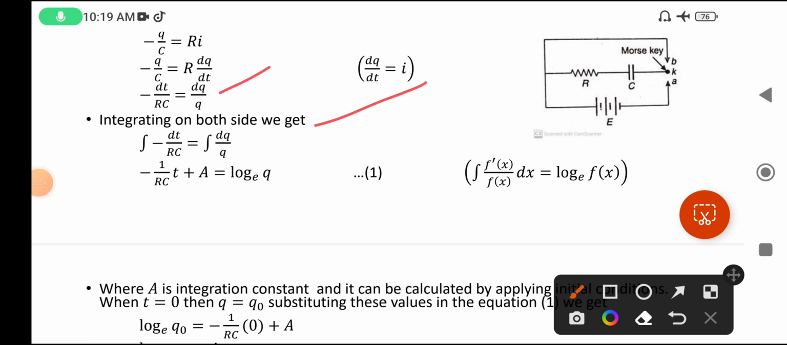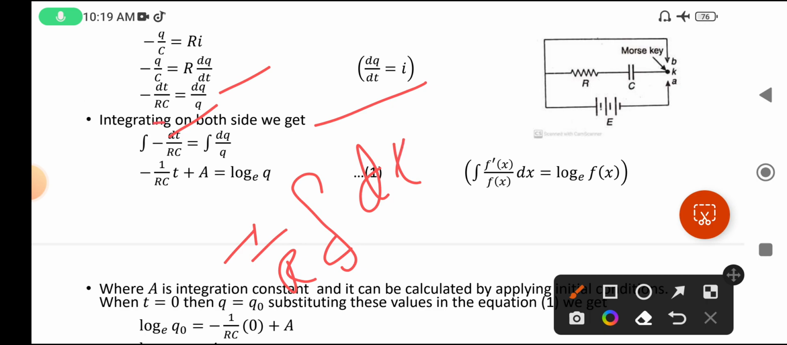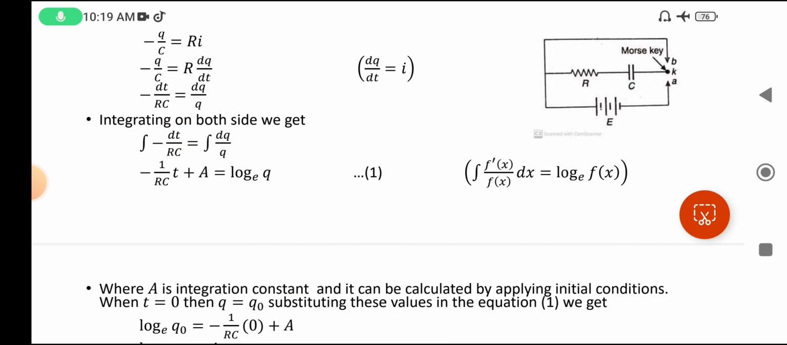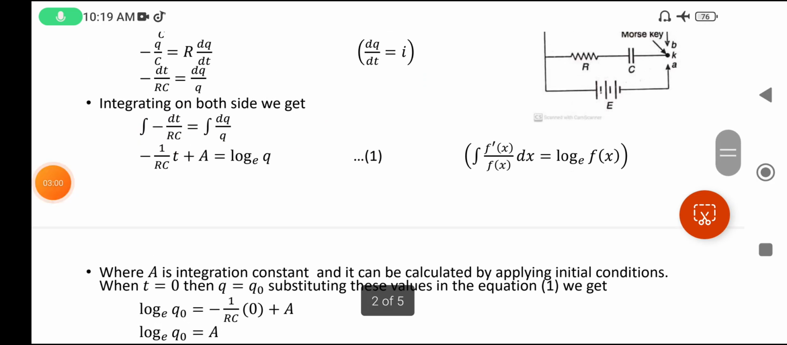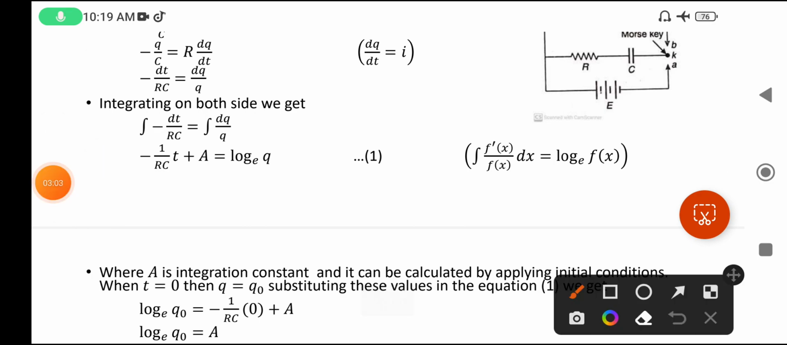Now integrate on either side. When you integrate, what do you get? So you get like this. Minus dt by RC can be written as minus 1 by RC, so 1 by RC take outside and write the equation like this. Integration of 1 with respect to t becomes t only. So that is why this t is written and A is kept. Why is A written? When we integrate on either side, then we have to write a constant. That constant is called the integration constant.